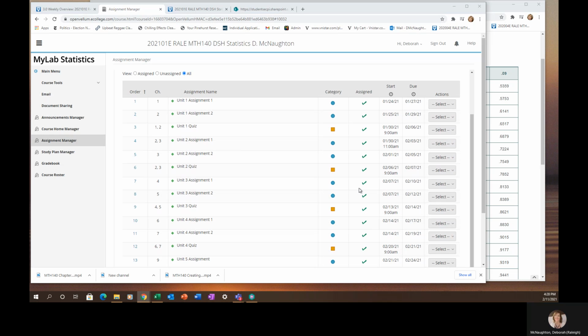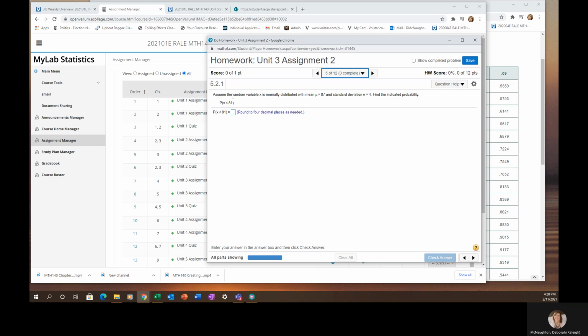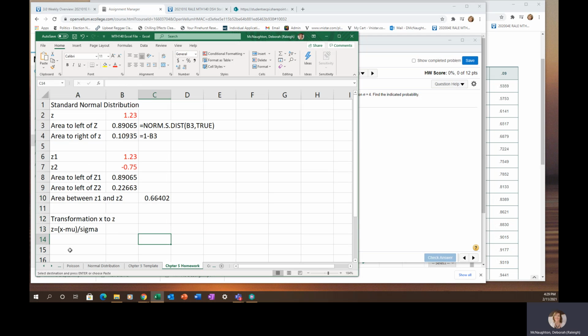Numbers 5 and 6. So let's go ahead and look at those. All right, so number 5. Assume the random variable x is normally distributed with mu 87 and standard deviation 4. So let me do this again. Let's just copy this over into our chapter 5 homework.